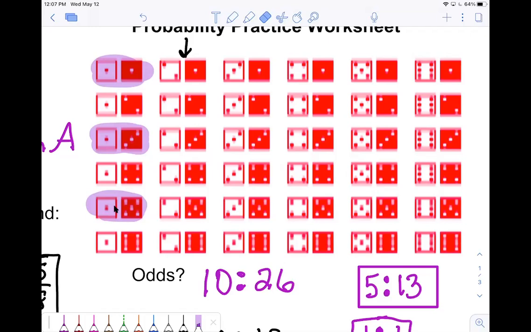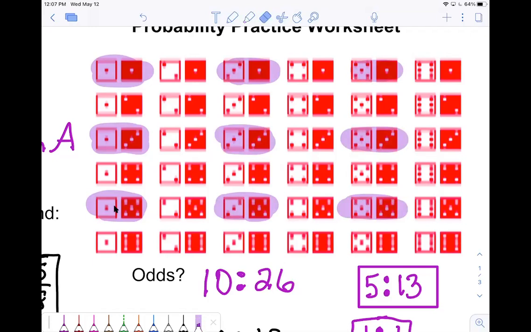No. How about the third column? 3 and 1, 3 and 3, and 3 and 5. Good, keep going, you're doing good. Fourth column, no. And then the fifth column, 5 and 1, 5 and 3, and 5 and 5. Nice. And then the last column, no.